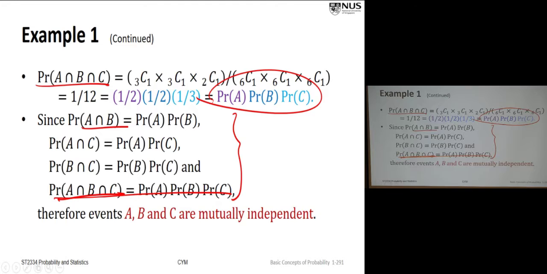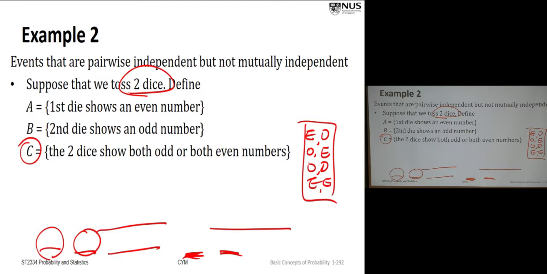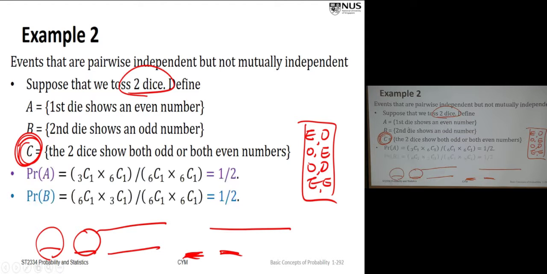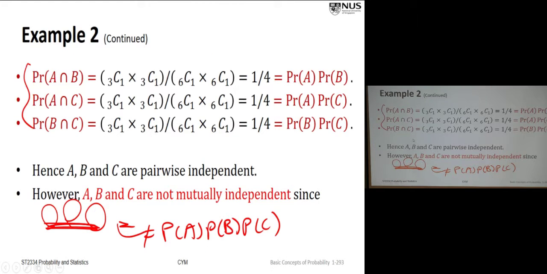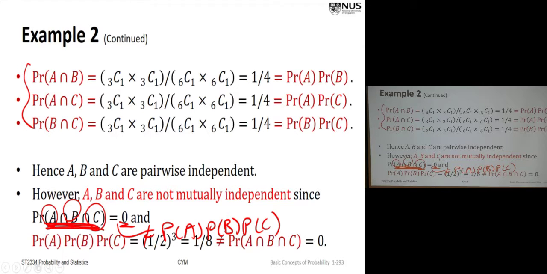Example 2, we define a slightly different event C. Now these three events can be shown to be pairwise independent. But unfortunately, they are not mutually independent. Why? Because the probability of A intersect B intersect C is equal to 0, which is not the product of probability of A times probability of B times probability of C. So that's where we stopped last time.